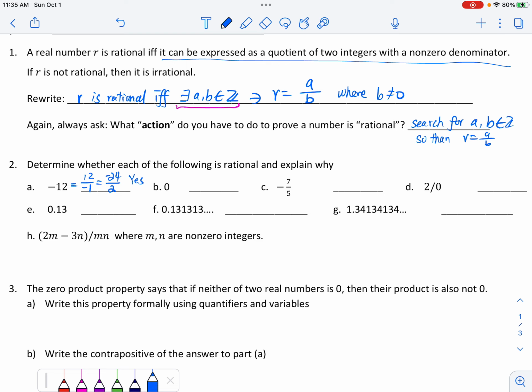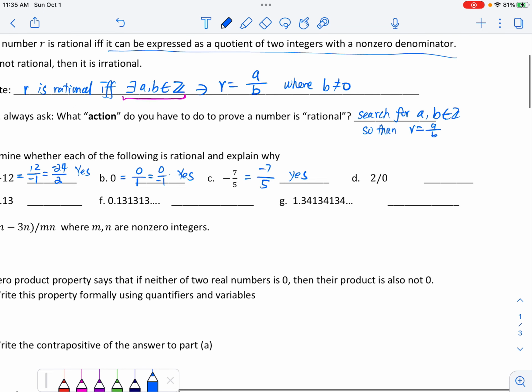So what about 0? And again, pause the video anytime that you want. I will say yes, because this is equal to 0 over 1, two integers. Or you can say 0 over negative 1, or any other way, right? You just need to give one way. I'm just listing more than one as a demonstration. So this is yes. And the next one is yes, because this is equal to negative 7 over 5, a ratio of two integers.